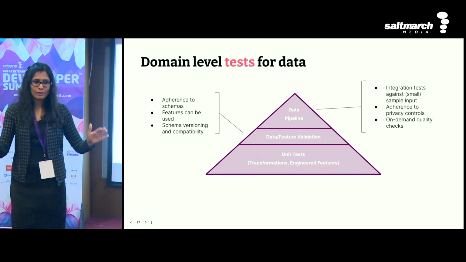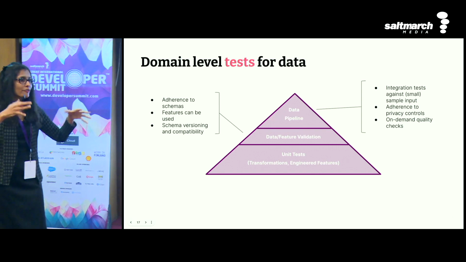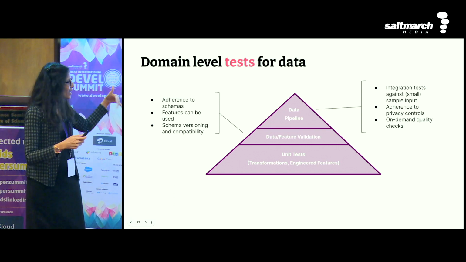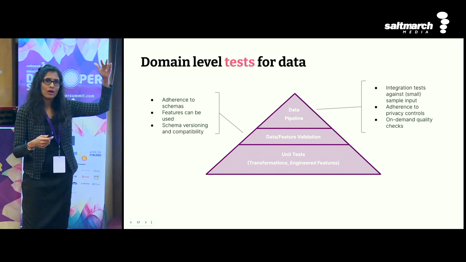Now, if you look at the pyramid here, the number of tests goes on decreasing because it starts to become a lot more costly as we go up the ladder, right?